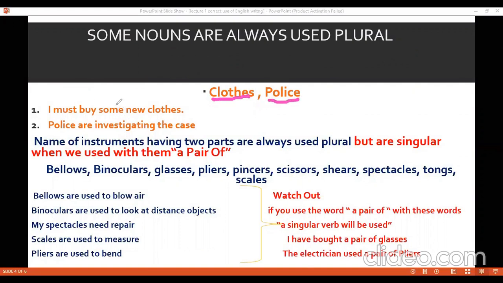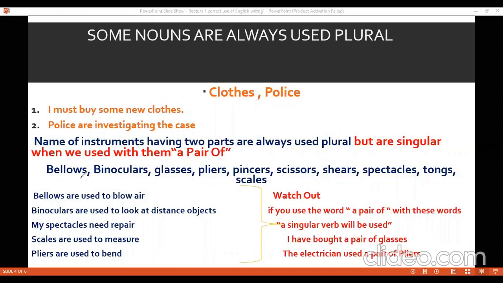Now, there are some nouns which are always used plural, like clothes, police. I must buy some new clothes, not cloth. Police are investigating the case. Police, apparently it is singular, but it is plural in function. So, we use plural verb with police.